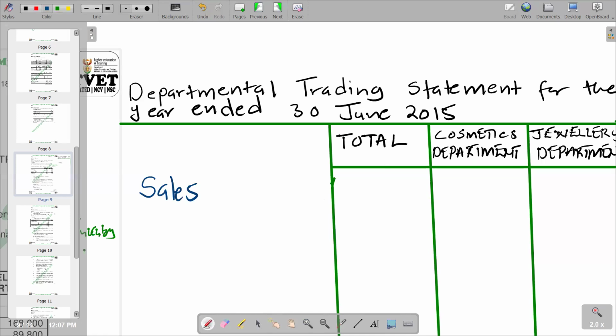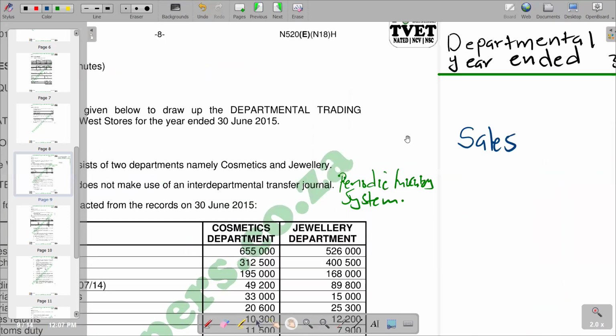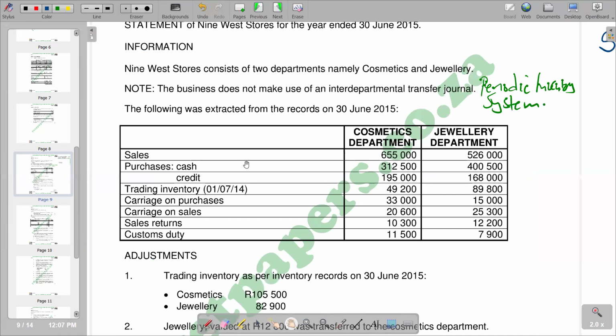And obviously we go to our question, trying to figure out sales for the departments. We start with the cosmetics department. We have our sales here being 655,000. And then if you go down, you see that we've also got sales returns, which is 10,300. Remember, sales returns are going to reduce our sales. So basically for cosmetics, we are saying our sales are 655,000, and then we subtract our sales returns of 10,300.